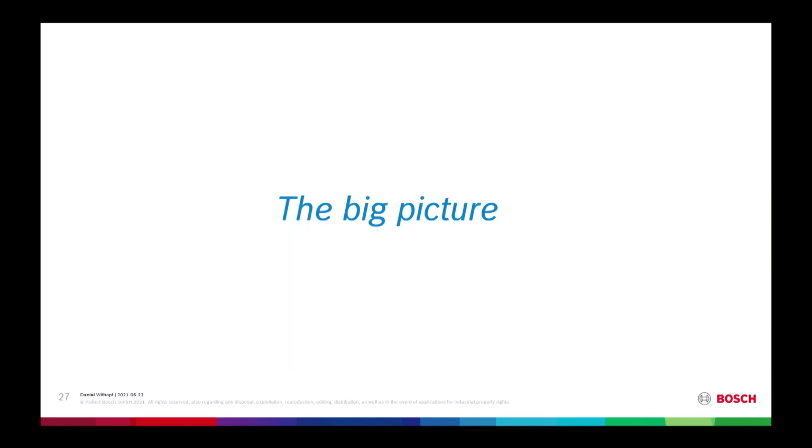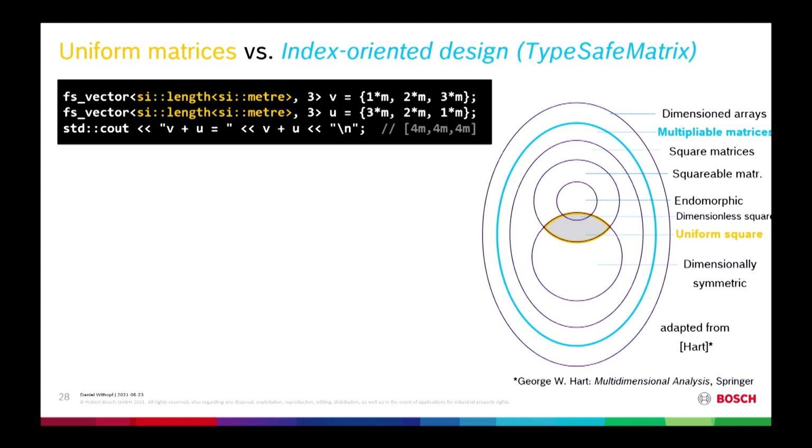Now, those were the implementation details. Now, I want to zoom out a little bit and move back to the big picture. And I want to compare what we had in the beginning, so the approach where we use the scalar type or the value type of a classical linear algebra vector to represent our vectors and matrices. This approach I call uniform matrices because it can only model matrices with uniform physical units.